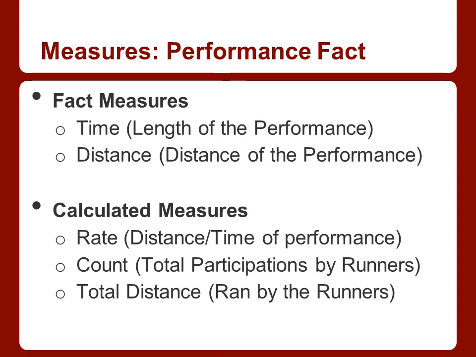So looking more closely at the performance fact, we have measures on it. We have 5 in total. 2 of them are just straight facts. The other 3 we were able to calculate and derive from other aspects of our database. So first, looking at the fact measures, the 2 are time and distance. Length is length of the performance, and then distance is distance of performance. Now, it's really important to note that the time will always be in minutes and seconds, and the distance is always going to be in kilometers.